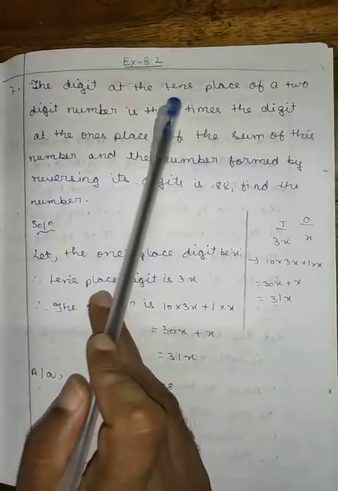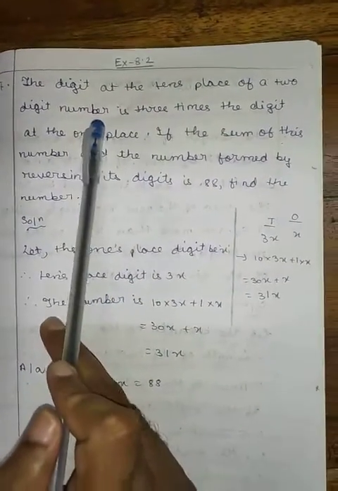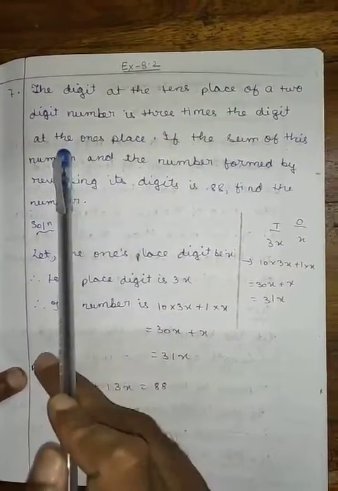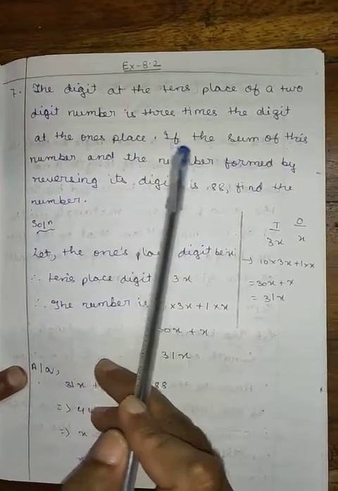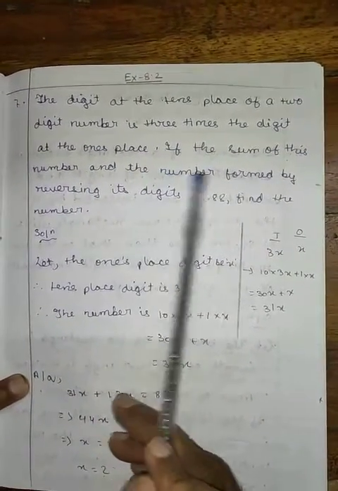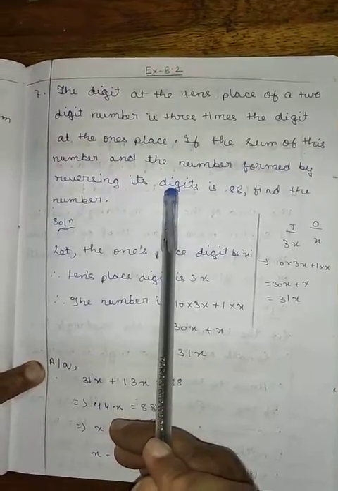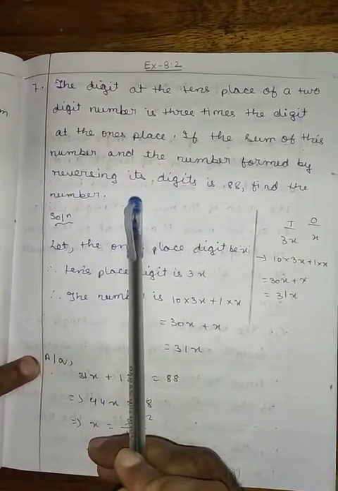The digit at the tens place of a 2-digit number is 3 times the digit at the ones place. If the sum of this number and the number formed by reversing its digits is 88, then find the number.